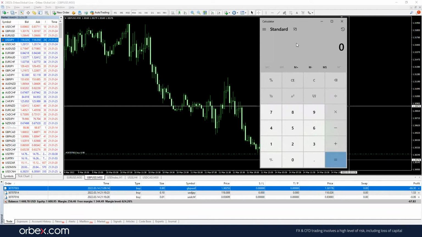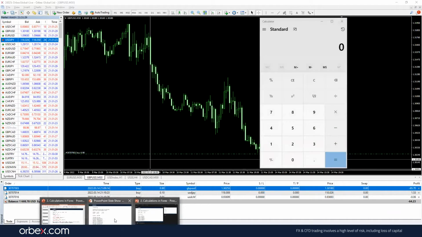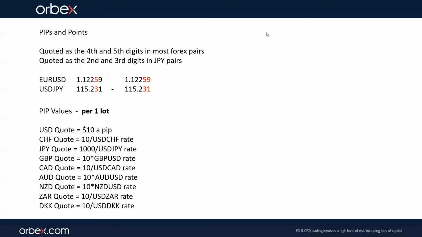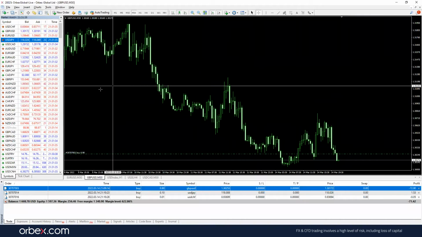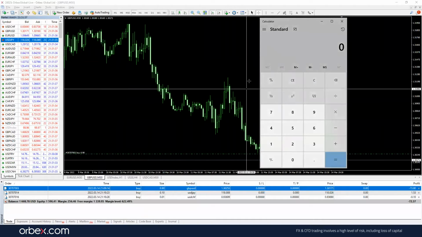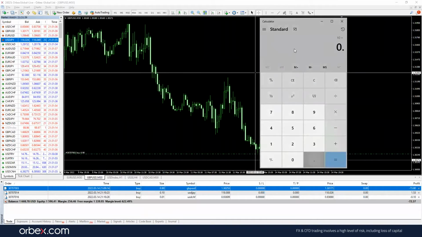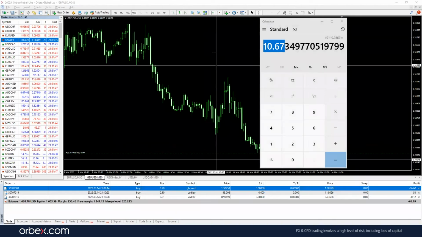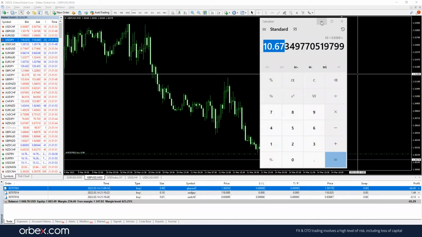So that's why we've got 0.14. If we just do that again for the dollar Swiss, the pip value was 10 divided by the dollar Swiss rate. 10 divided by 0.93690 is 10.67. So this is just something to take into account when you're looking at the next way to do on that as well.